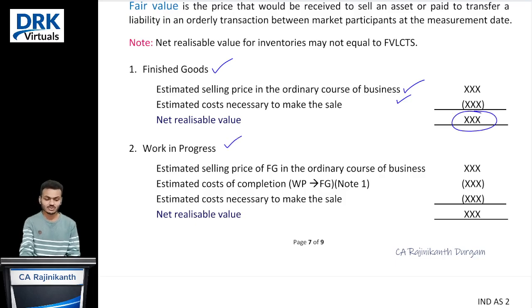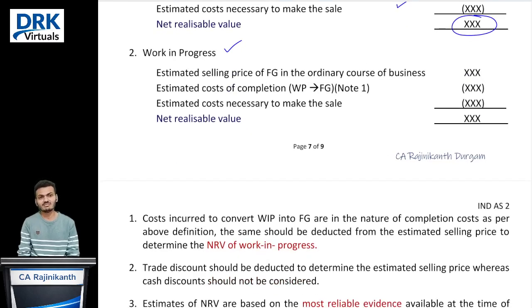If it is work in progress, we may or may not have a market for our work in progress. In that case, same, sir. Estimate the selling price of finished goods. From that, reduce the estimated cost to convert the work in progress into finished goods. From that, reduce the selling cost. We will get to know the net realizable value.